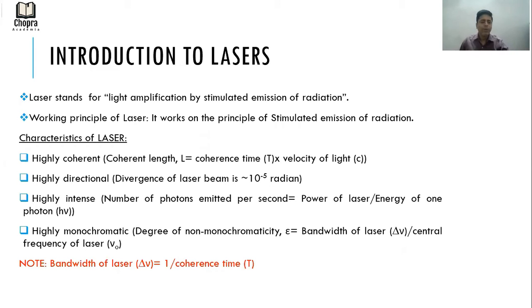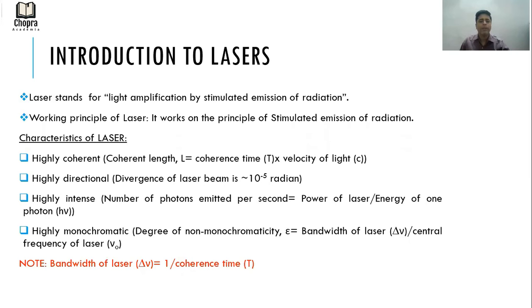The second characteristic is that lasers are highly directional in nature. Directional means we see a single small spot on the wall when we flash a laser onto the wall. That means the laser beam is highly concentrated, highly directional in nature. The divergence of a laser beam is of the order of 10 to the power minus 5 radians. That is very small. Next one is highly intense. Why? Because we get a lot of coherent photons here. So the beam is very intense.